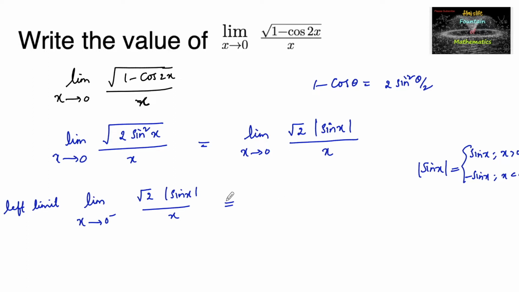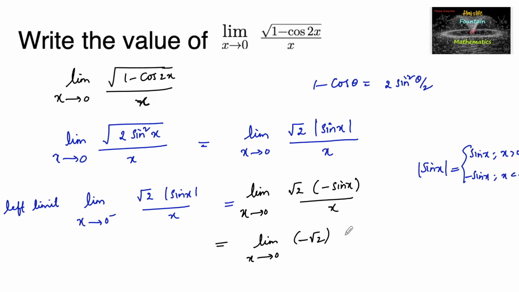So for the left limit, x is less than 0. So root 2 limit x tends to 0 root 2 into minus sin x upon x, which is equal to limit x tends to 0 negative root 2 times sin x upon x. And since we know that limit x tends to 0 sin x upon x is 1, we can write negative root 2 into 1. So the answer is minus root 2.